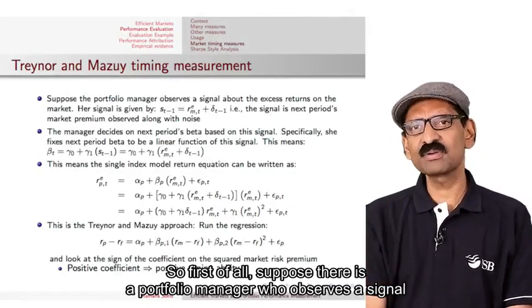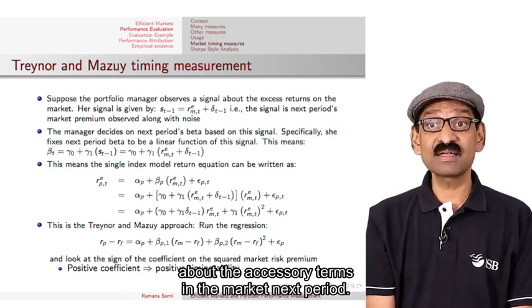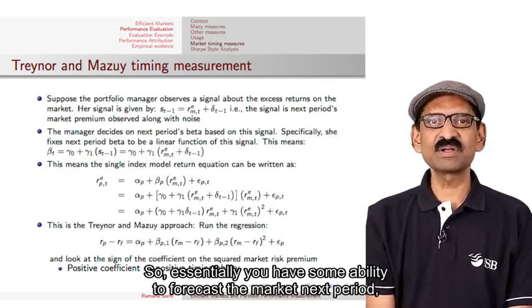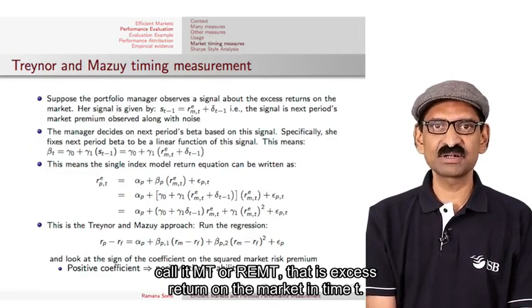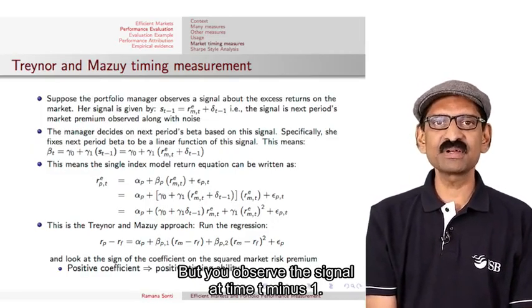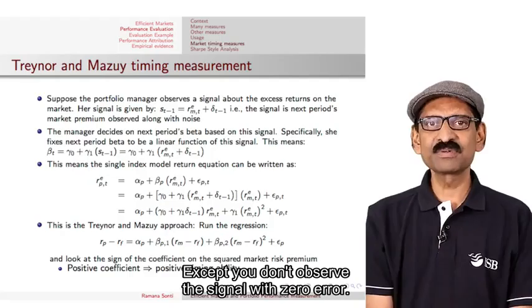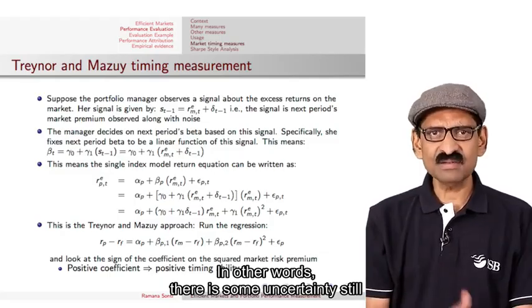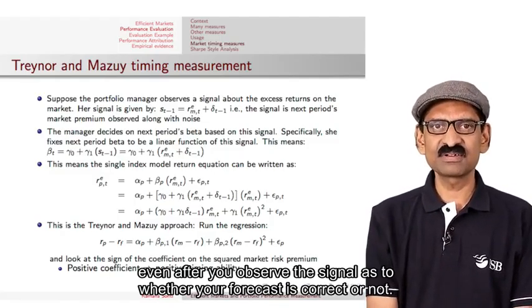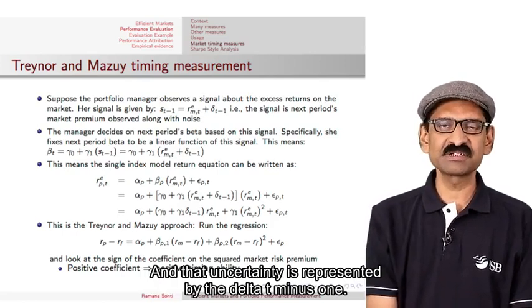So first of all, suppose there is a portfolio manager who observes a signal about the excess returns on the market next period. And this is important. So essentially you have some ability to forecast the market next period, call it RM_t, that is excess return on the market in time t, but you observe the signal at time t minus 1, that is the period before, except you don't observe the signal with zero error. In other words, there is some uncertainty still even after you observe the signal as to whether your forecast is correct or not. And that uncertainty is represented by the delta t minus 1.